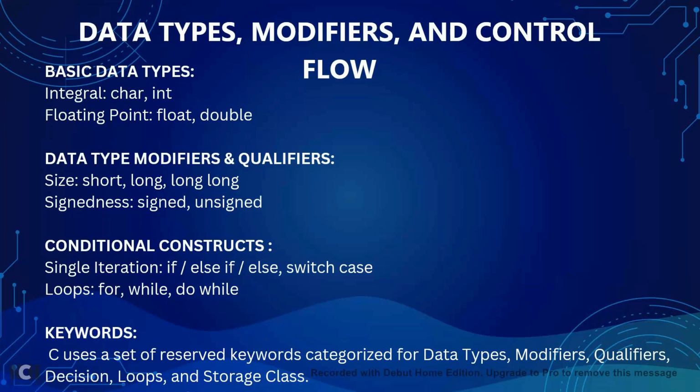Keywords. C uses a set of reserved keywords categorized for data types, modifiers, qualifiers, decision, loops, and storage class.